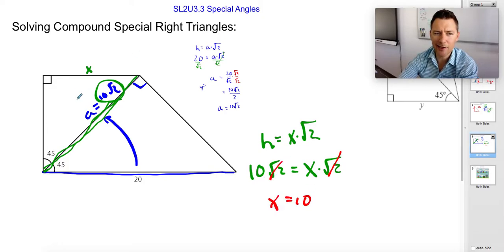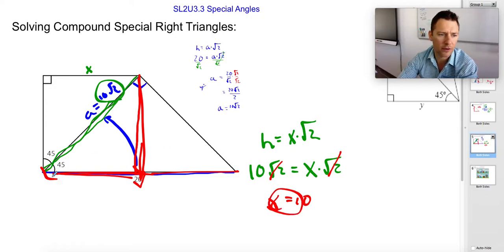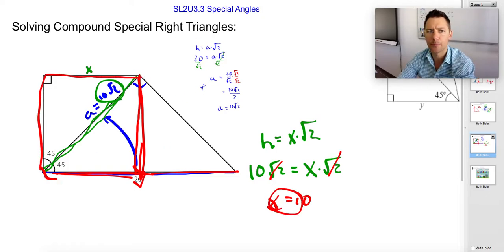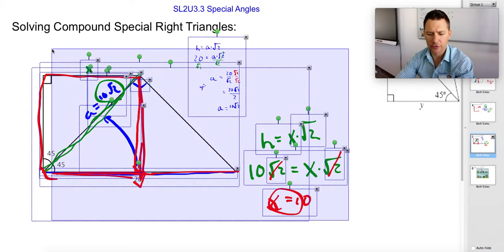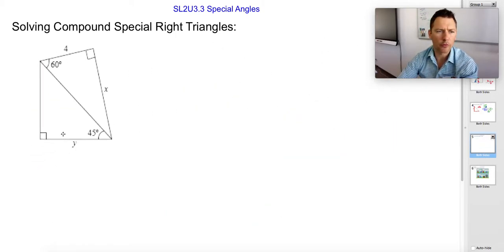And that kind of makes sense because if you look at this, if you drop a perpendicular, it looks like it should cut this in half here, and half of 20 is 10. So this should be 10. All right, let's try that out one more time, and then we'll go from there.